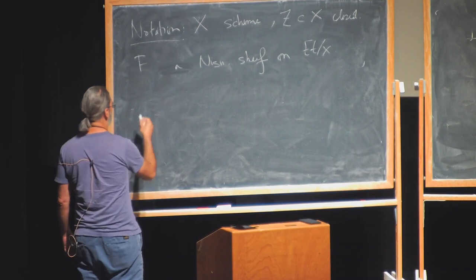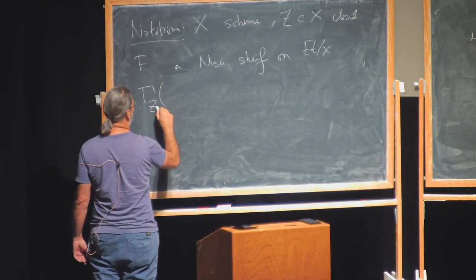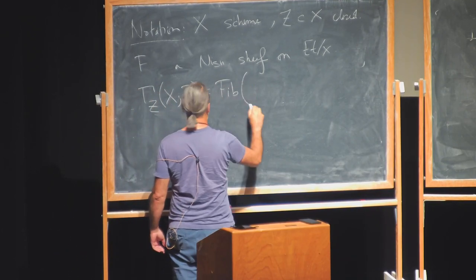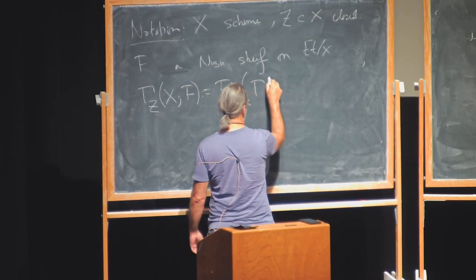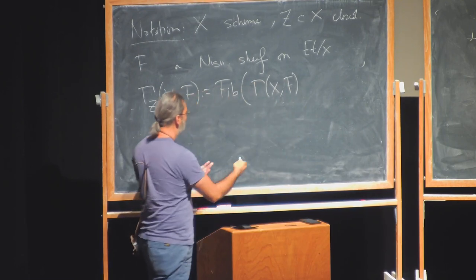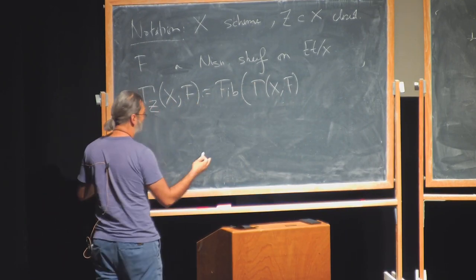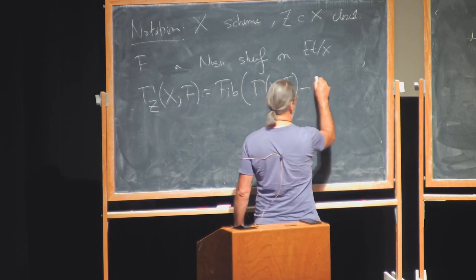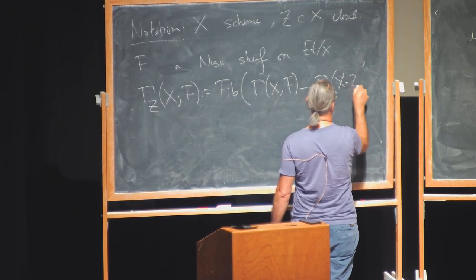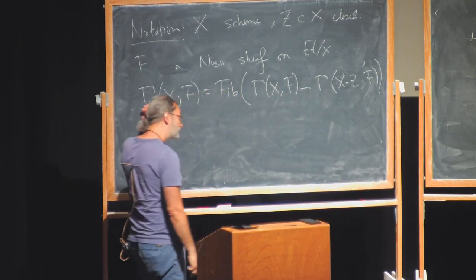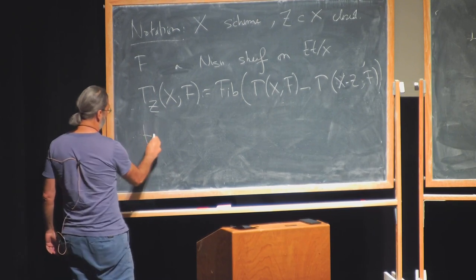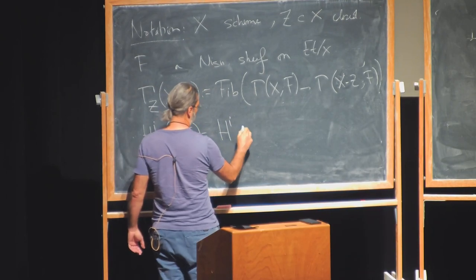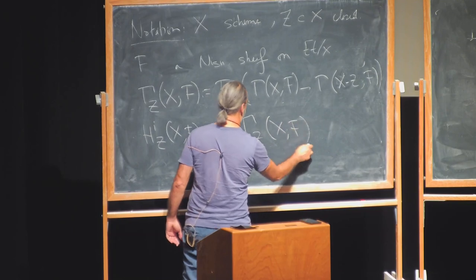All right, so then I'll write Γ_Z(X, F). By definition this is the fiber of the map Γ(X, F) to Γ(X minus Z, F). I should put an R maybe, but this is the derived global section functor. This is a complex which computes the cohomology of X with values in F, and of X minus Z. Sometimes this is called cohomology with support in Z, and H^i_Z(X, F) is just the cohomology of this complex.